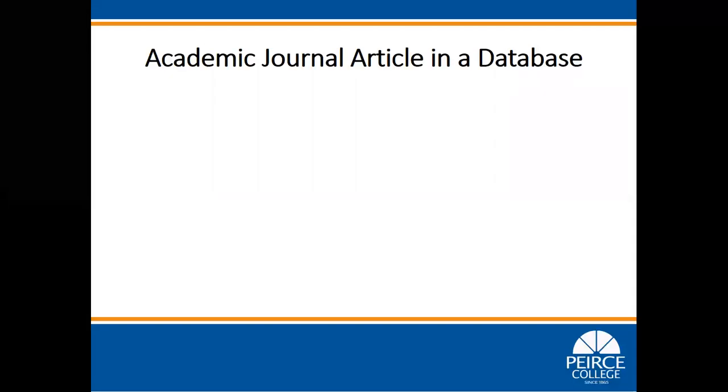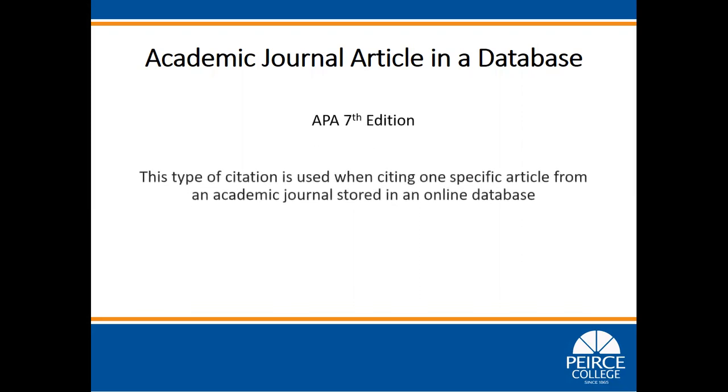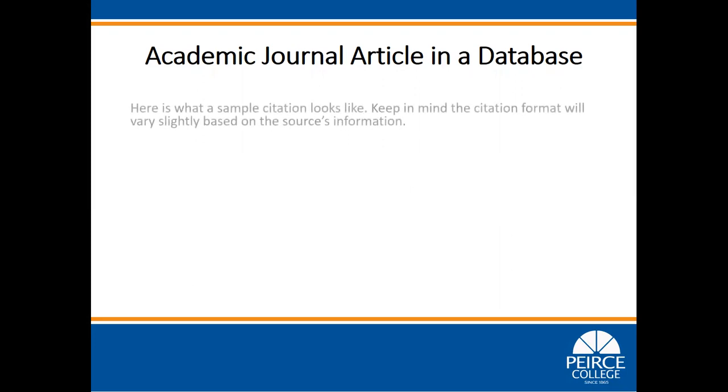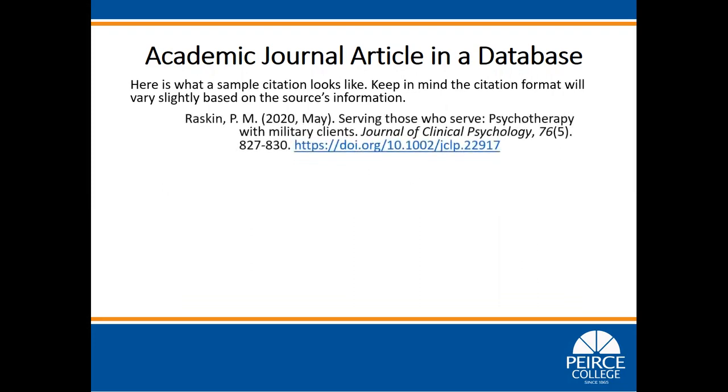How to cite an academic journal article in a database, APA 7th edition. This type of citation is used when citing one specific article from an academic journal stored in an online database. Here is what a sample citation looks like. Keep in mind the citation format will vary slightly based on the source's information.